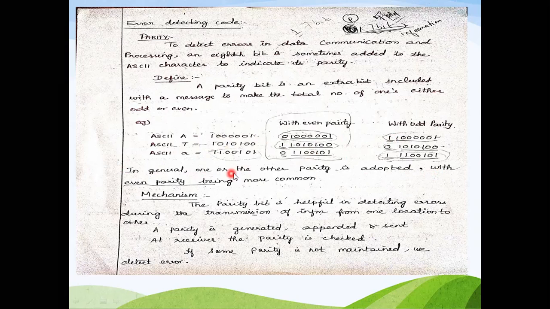In general, one or the other parity is adopted, and even parity is most generally used. So what is the need for parity? The parity bit is helpful in detecting errors during data transmission from one location to another. Along with the data you generate the parity, append it and send. At the receiver, the parity is checked. If the same parity is not maintained, then we can say that it is received with error, and we are able to detect whether the error is present or not.